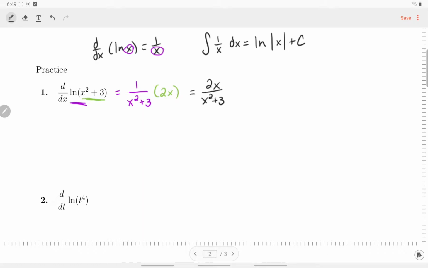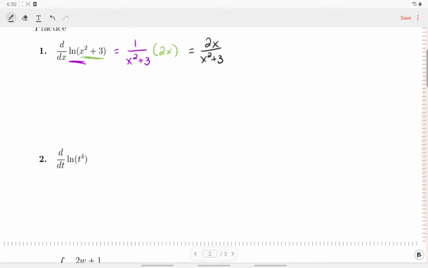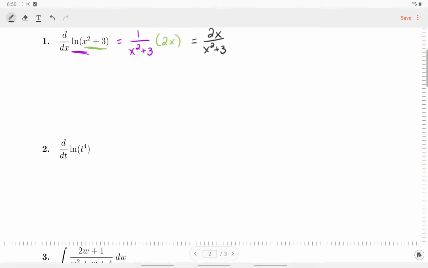It's possible you were able to jump straight to that final answer. If so, that's great. That's where you want to be for Calculus 2. You want to be able to write these quicker. It'll save you so much time and effort. All right, let's look at the next one.